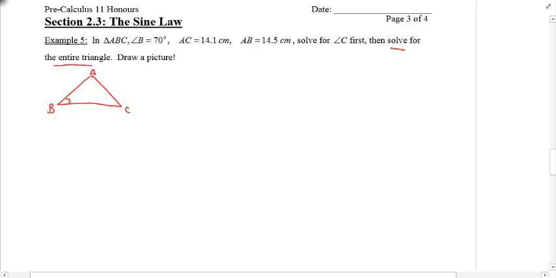Angle B is 70. Length AC is 14.1, so that's actually the corresponding side of angle B. And AB, that's the side length c, I guess, which is 14.5. So it says solve for angle C first, and then solve the entire triangle. Okay, so I'm going to ask you to set up the ratio. You should be able to do that. Go ahead and try that now.